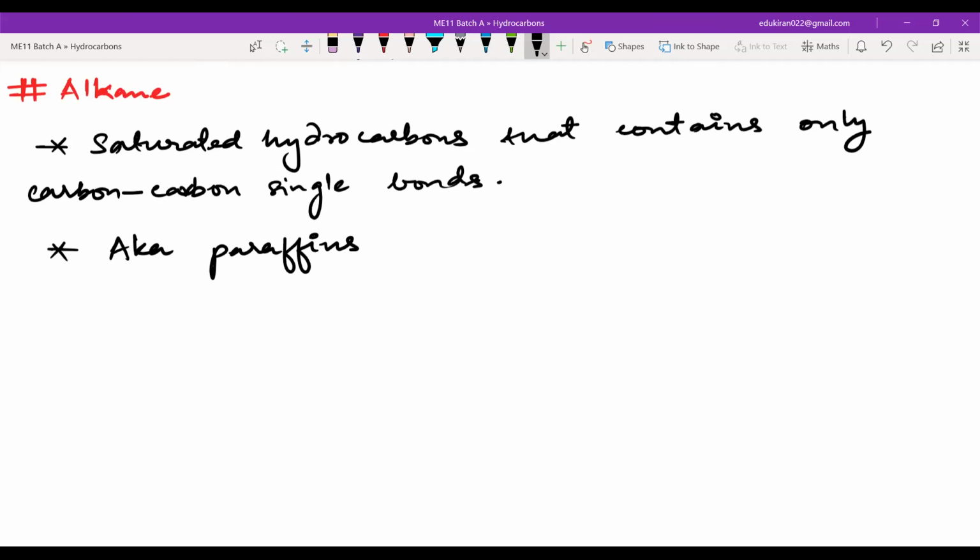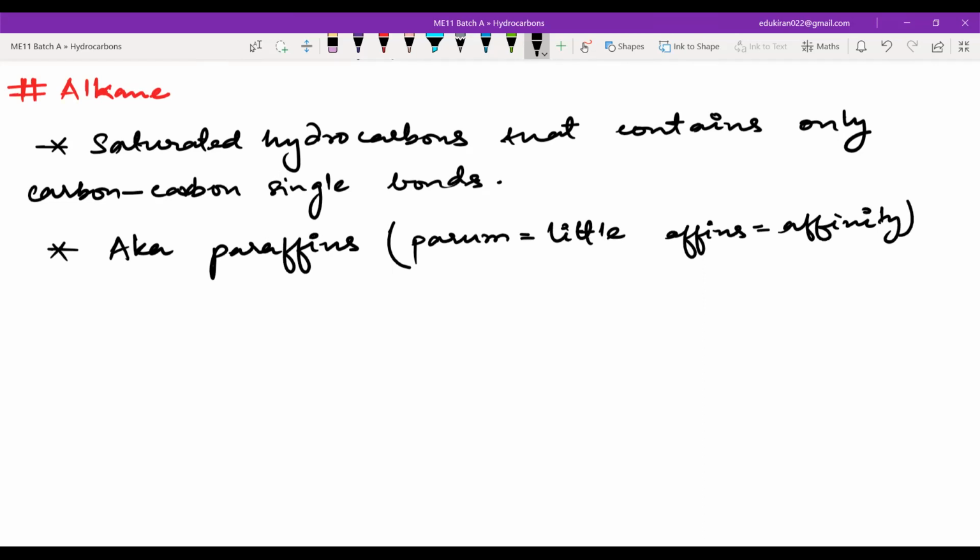paraffins. Paraffins is derived from 2 words. One is param, which means little, and affins, which is derived from affinity. That means it has little affinity, which means it has low chemical reactivity. This name is derived from its property, low chemical reactivity. So alkanes don't react very easily with different molecules and atoms.